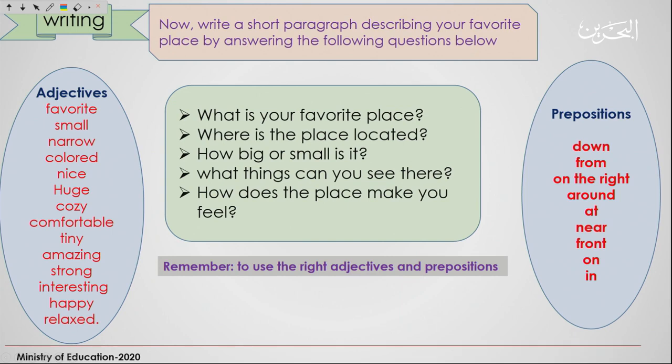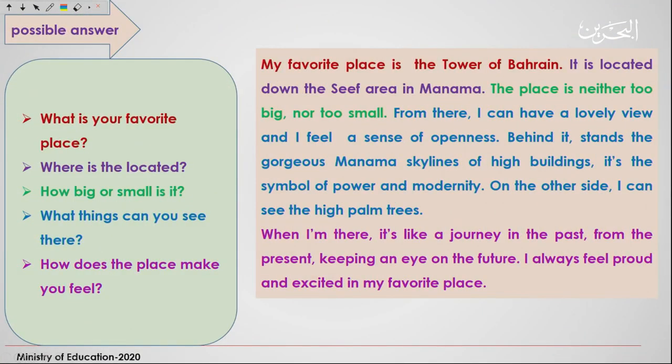Okay, let's look at a possible answer. Okay, a possible answer. What I did here is that I had the questions in a color, and similarly the same color for every answer. So have a look at it, read it for 1 minute, and then let's read it all together. Okay, so the paragraph that I'm expecting you to write will be more or less the same. So what are the questions that we're tackling?